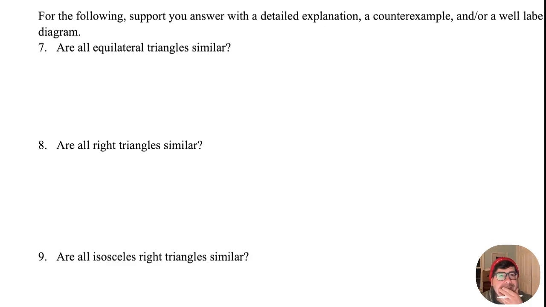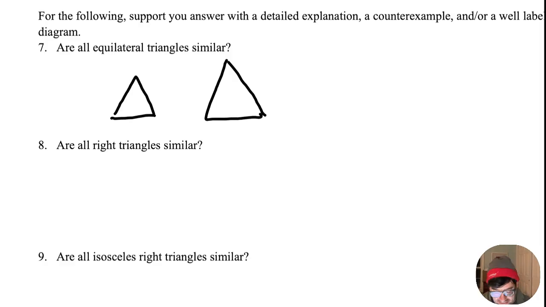Hello, welcome. In this video, we're looking at these three true and false questions, and let's just tackle them one at a time. So the first one says, are all equilateral triangles similar? So I'm just going to do a rough sketch of two equilateral triangles that are different size. By definition, the equilateral triangle has three equal angles in it and three equal sides.